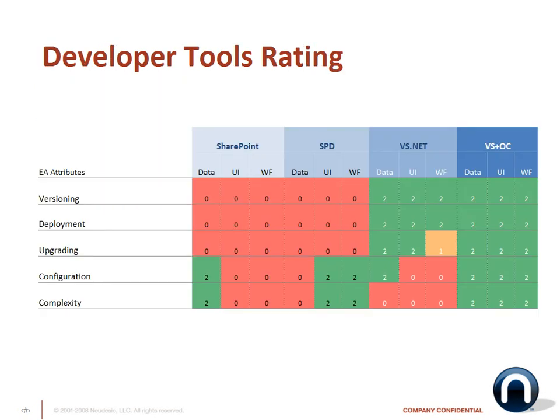This particular slide rates the various tools that you have against enterprise software architecture attributes. On the left-hand side, you can see the attributes of versioning, deployment, the ability to upgrade, the ability to configure, and the last one is the complexity involved in doing so. If you look at SharePoint, it's a tool to create these apps. In terms of complexity it is very, very low, and the ability to configure these solutions is very, very high. But around all of the other supporting capabilities, its ability is very, very low.